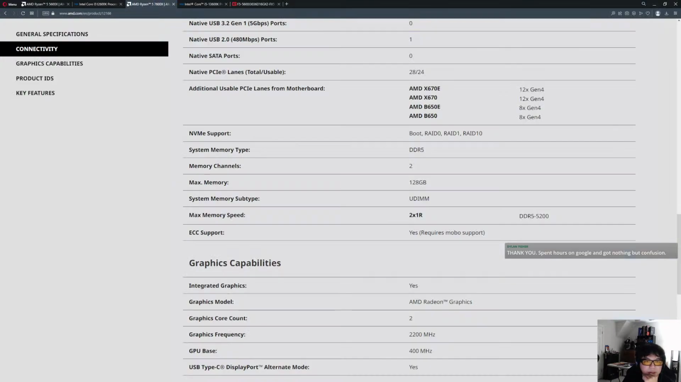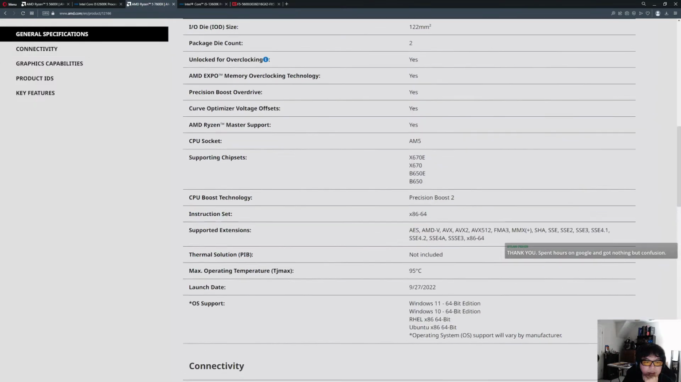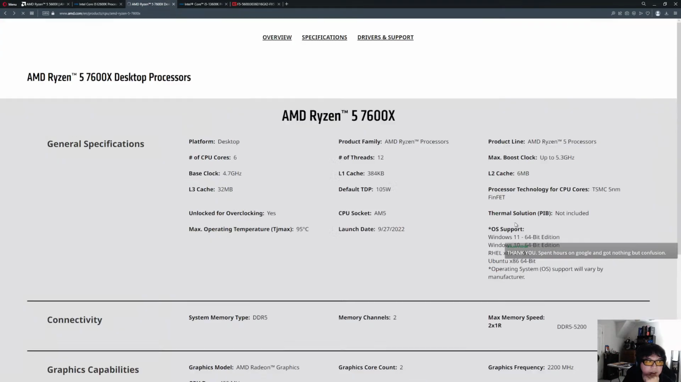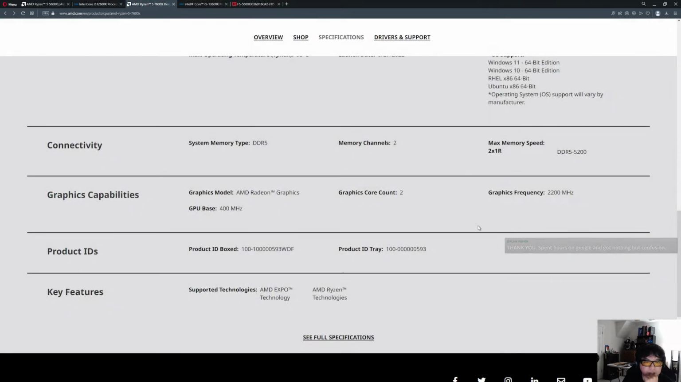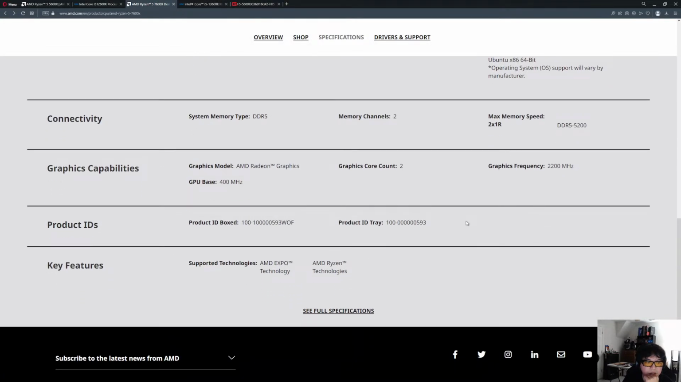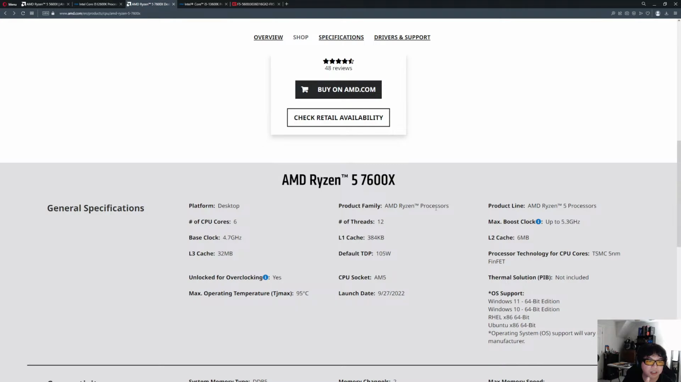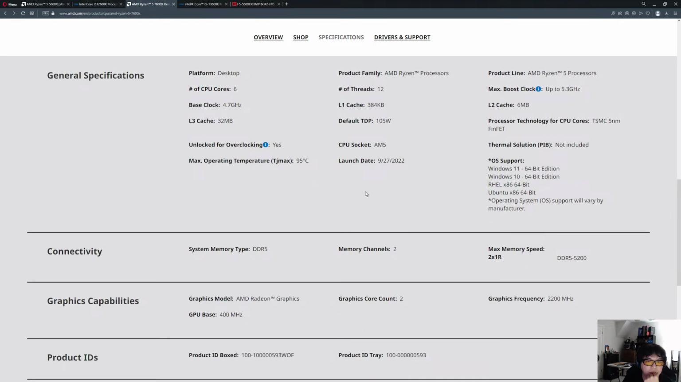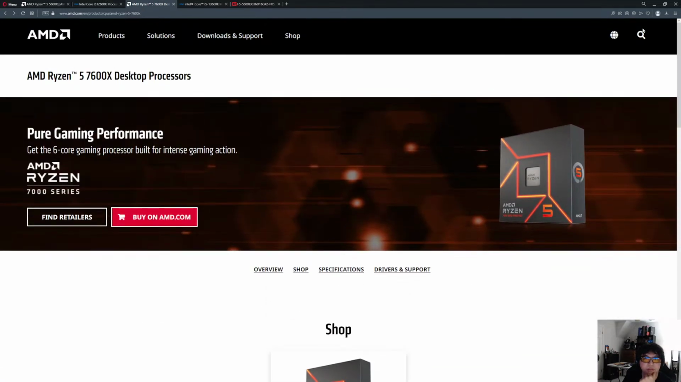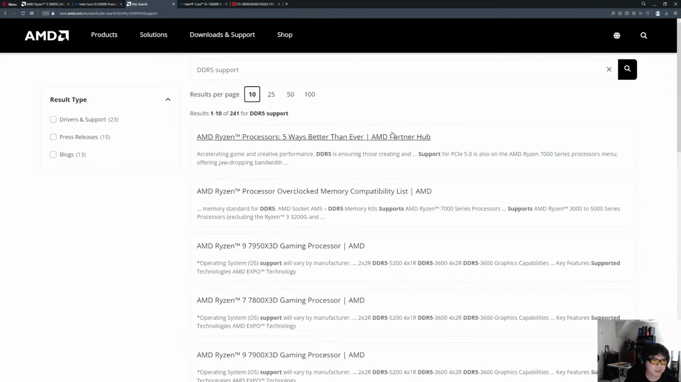Let me see. Where is it? Somewhere in here, AMD tells you the DDR5 support. I don't know. Let me see if we can find it on their website.